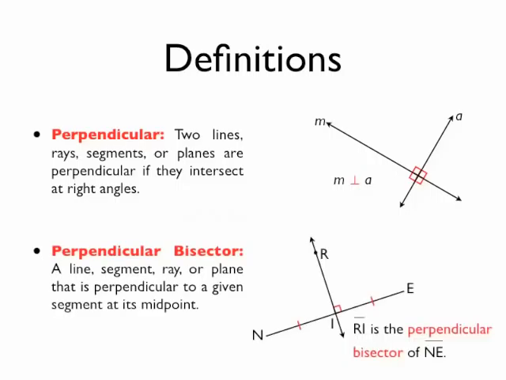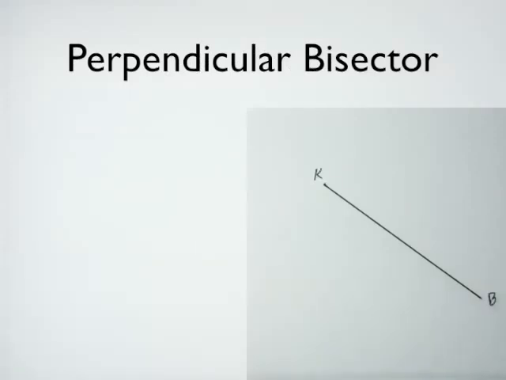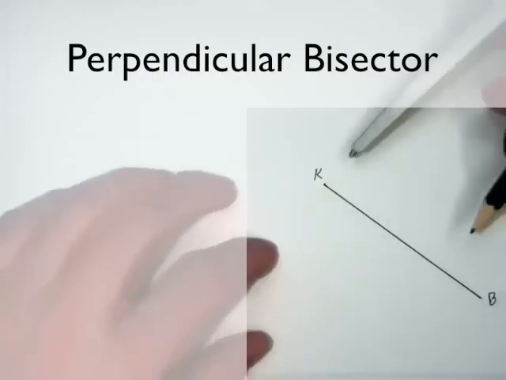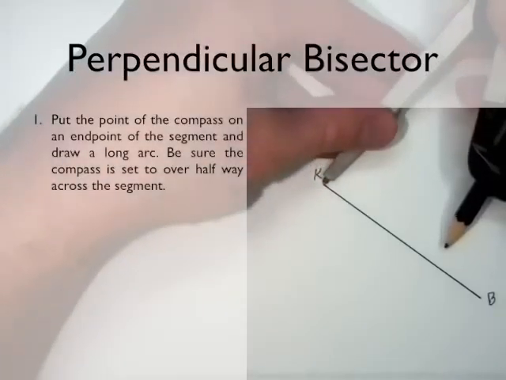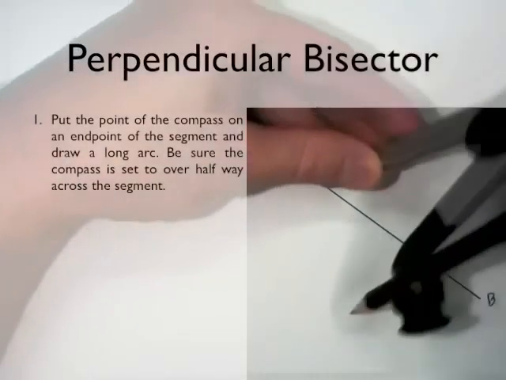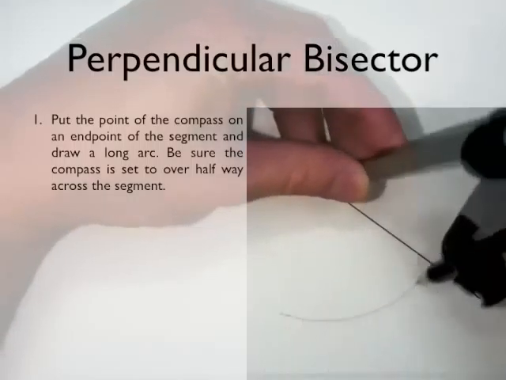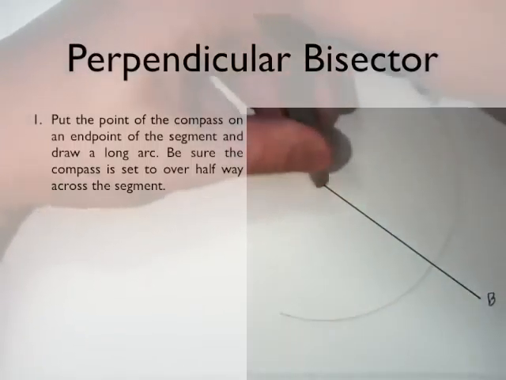A line, segment, or ray is the perpendicular bisector of a segment if it is perpendicular to the segment at its midpoint. Creating a perpendicular bisector is actually quite simple. We're going to create two arcs on the segment. From one endpoint, open up your compass more than halfway across the segment, and using that measurement, draw an arc.